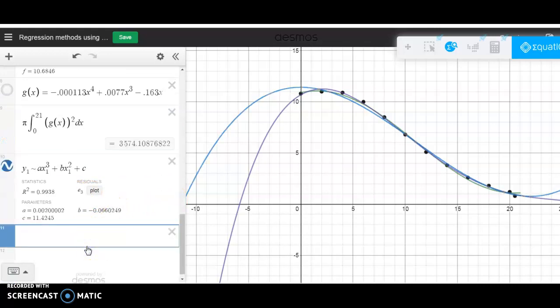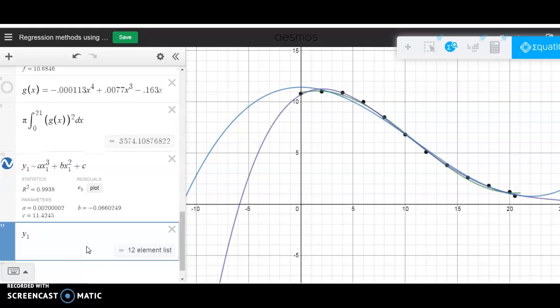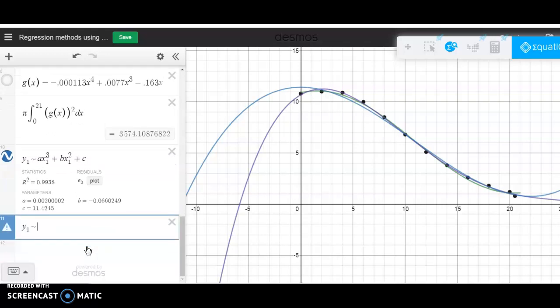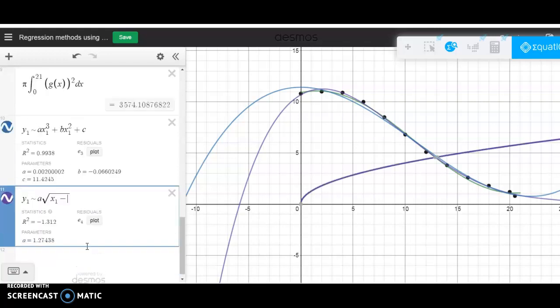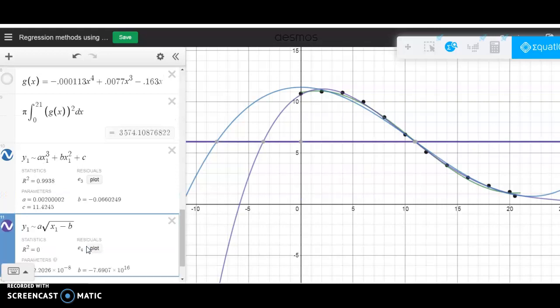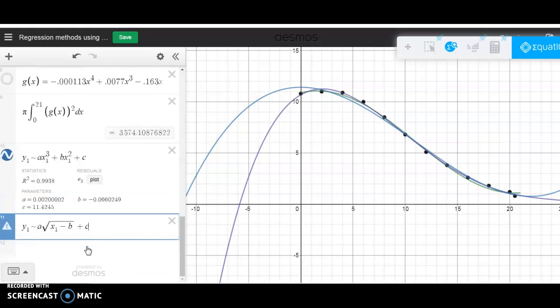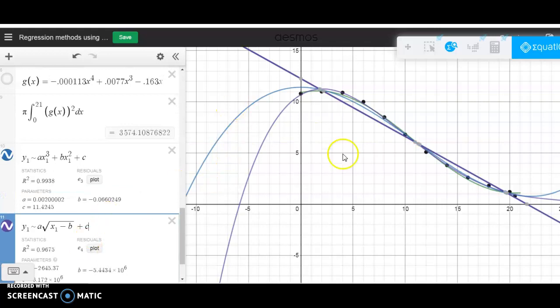I can even add something that I know is not going to fit, but just show you if I think a square root. So maybe I want to come in here and do a square root x1 minus b plus c, and again, I know that's really not going to fit, but there's how I can easily put in if I think a square root is something that might fit, I might want to use that as well. And that's how you use Desmos to do regression or technology to help you find the equation that best fits a set of data points.